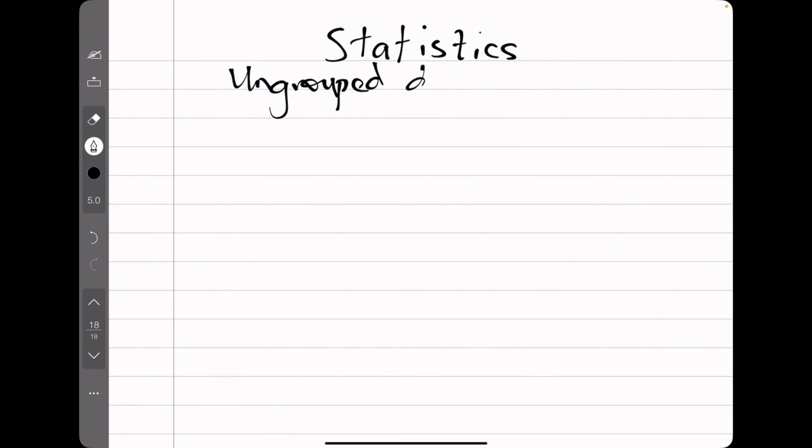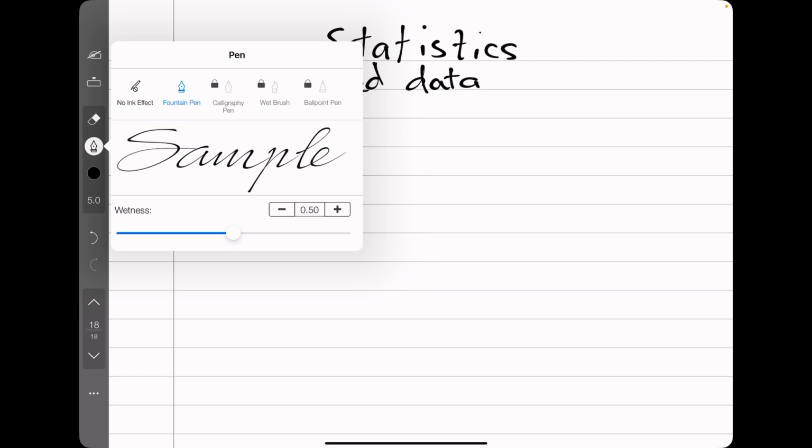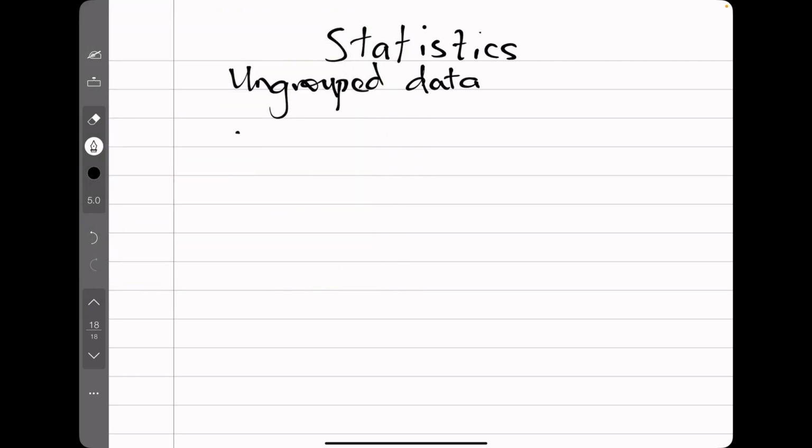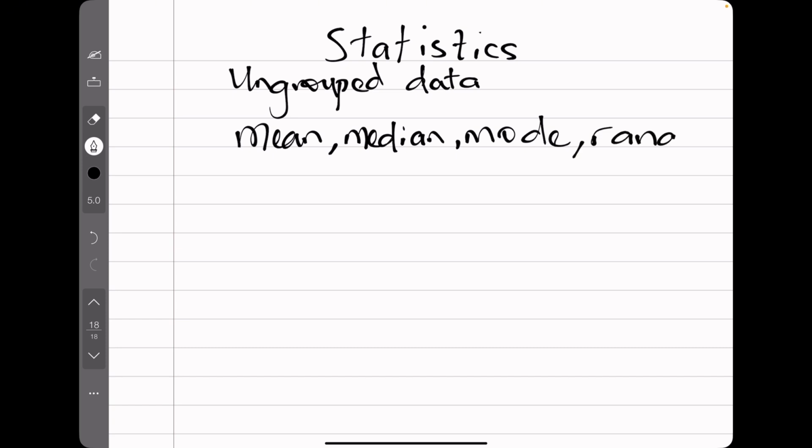When I say I'll be dealing with ungrouped data, I mean calculating the mean, median, and mode of this data. Also, you could include range. So the first example we are going to be using this morning, example 1.